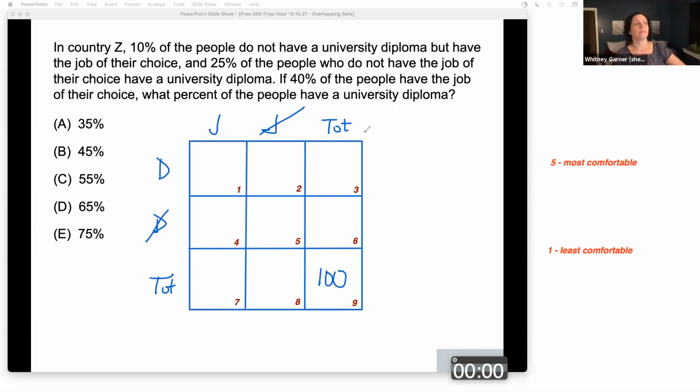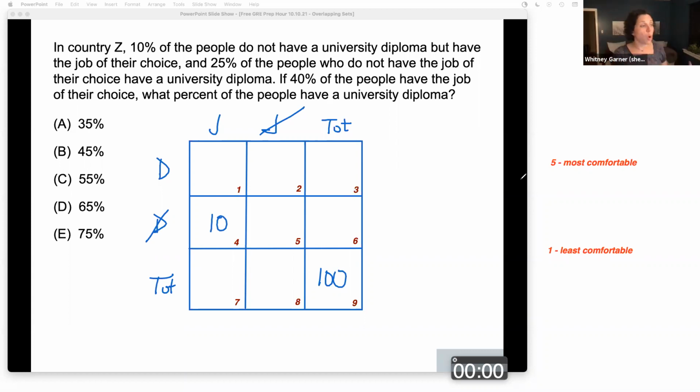So 10% of people don't have a university diploma. So that's this row. So do not have a university diploma, but they do have their job of choice. So where do I put these 10 people? Which block? No university diploma, but have their job of choice. Where do I put those people? Yeah, perfect. In block 4. So these 10 people.